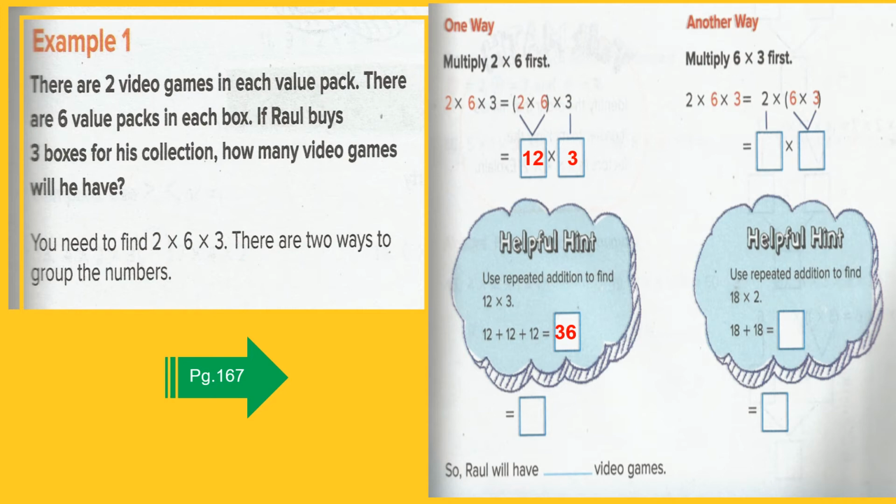Now let's multiply in another way. We are going to multiply 6 times 3 first. So we put the 6 and the 3 between the parentheses. 6 times 3 equals 18. We bring down the 2 and we multiply 2 times 18. The helpful hint is to use repeated addition. 18 plus 18. Our answer is 36. So our answer for this exercise, grouping 2 different ways, is 36. So Raul will have 36 video games.